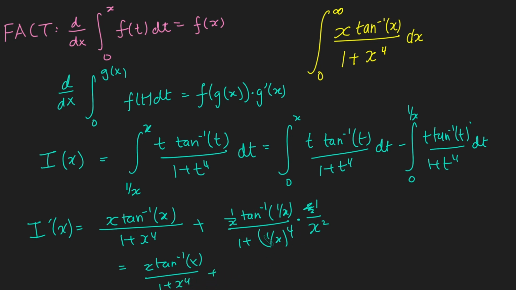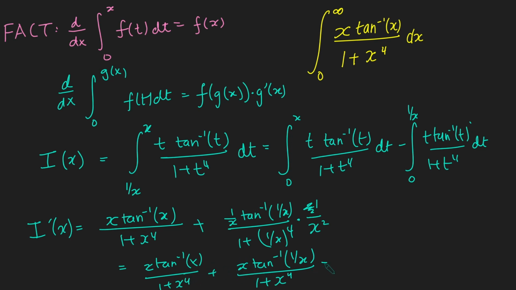Plus, and then this term here, once you simplify it, is just going to become x inverse tan of 1 over x all over 1 plus x to the 4. So I've just multiplied the top and bottom of this expression by x squared, because here there's already an x squared, so if I multiply by another x squared, I get x to the 4, times this denominator here, it gives me x to the 4 plus 1, and if I multiply the numerator by x squared, 1 over x just becomes x. And now these terms here look very, very similar.